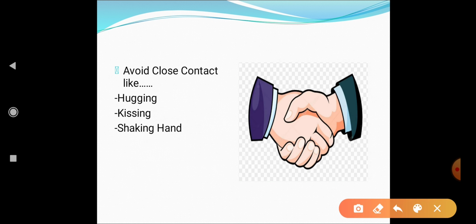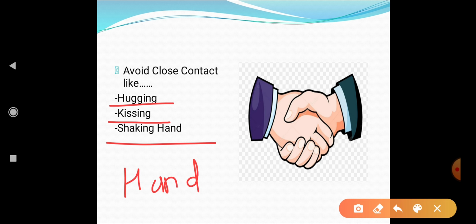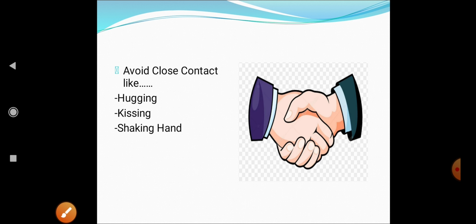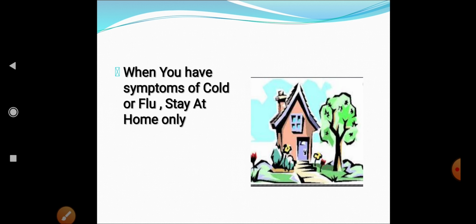You have to avoid close contact, because this infection can be acquired from close contact as well. So you have to avoid hugging the individual. You have to avoid kissing the affected individual, and it's best to avoid handshaking until this pandemic is over. Avoid handshaking to prevent the infection of the coronavirus. In this way you can avoid close contact.